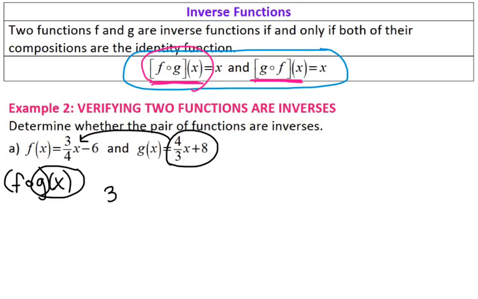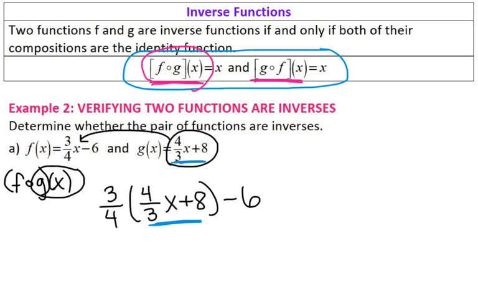So now I have 3/4, but instead of x, I'm putting in my g of x because that's what the composition does. The composition takes one function and puts it into the other one. So here was g of x, here is g of x being plugged into that x in your f function. From there we're just simplifying, so I can distribute the 3/4 into the parentheses. 3/4 times 4/3 is 1, so that leaves me with x. 3/4 times 8 is 6, minus 6, keep simplifying, gives you x.